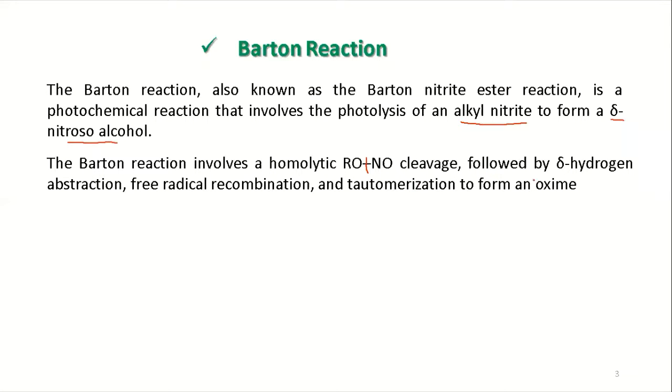And after that, what will happen? The gamma hydrogen, sorry, this is the delta. So delta hydrogen abstraction will take place. Now the reaction will take place in a six-member transition state, and in this process another radical is generated, which is a carbon-centered radical, and it gets recombined with the NO radical, which has been generated at the initial stage.